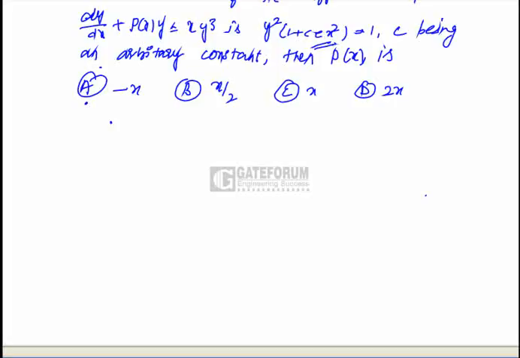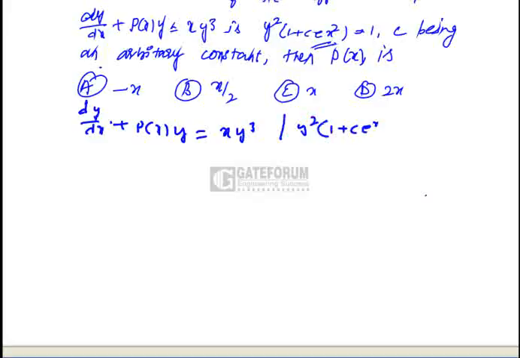The given differential equation is dy/dx + p(x)y = xy³, and its solution is given as y²(1 + c e^(x²)) = 1. Now we have to find the value of p(x). In order to find it, first of all we have to convert the given differential equation into a first order linear differential equation.